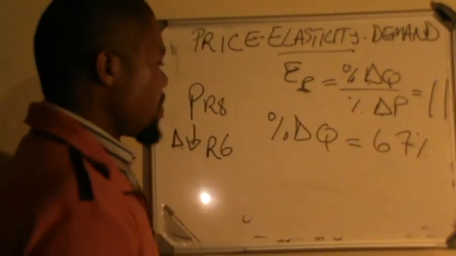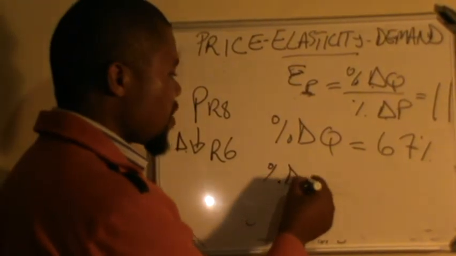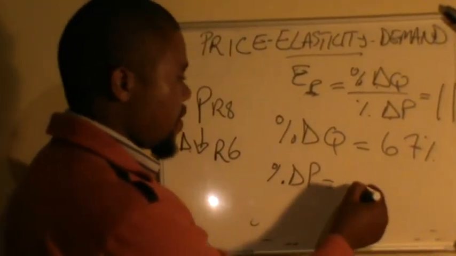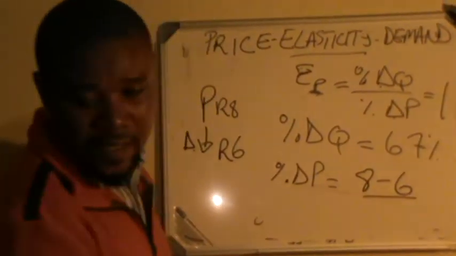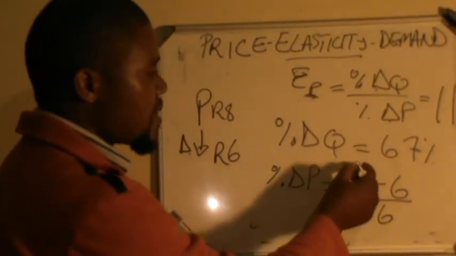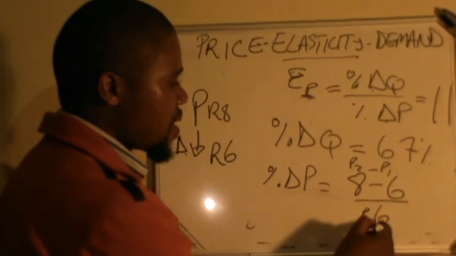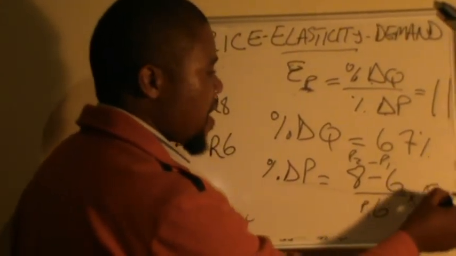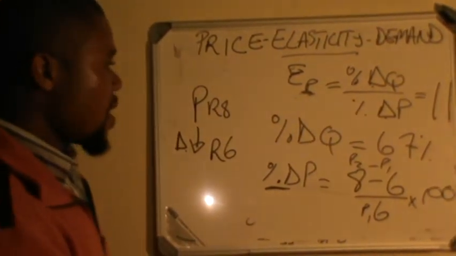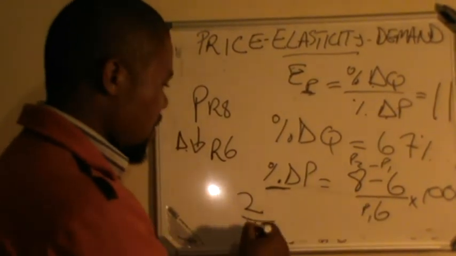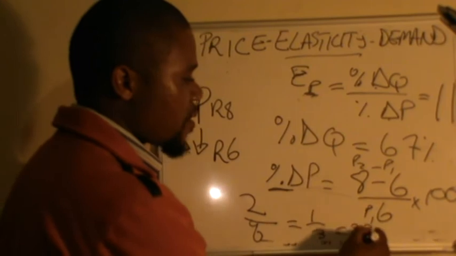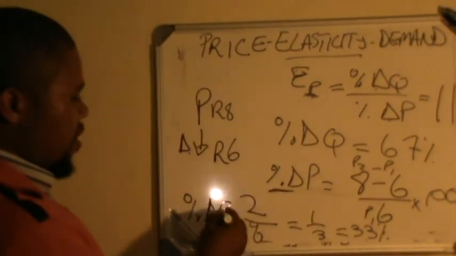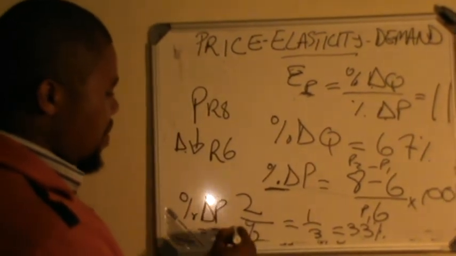And then for the percentage price change, what do we have? We have a change from 6 to 8, so 8 minus 6 divided by 6. You'll see that this is P2 minus P1 divided by P1. And don't forget to multiply by 100, because you're working with percentage changes. That would be 2 over 6, which is 1 over 3, which is about 33%. So now you know that your percentage change in price equals 33%.